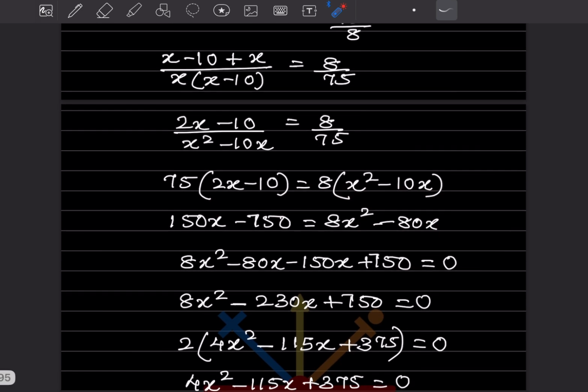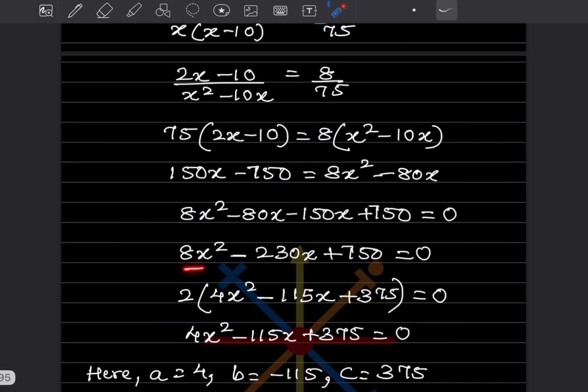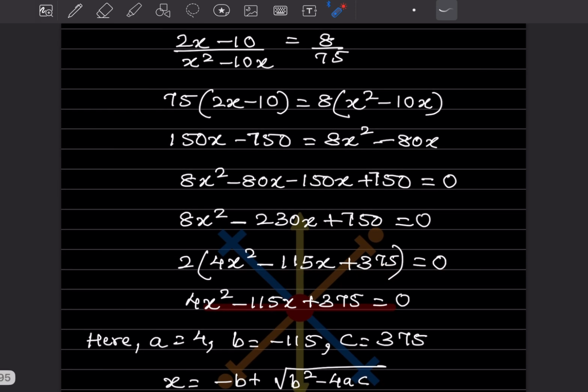Now the like terms: minus 150 minus 80 is going to be minus 230x, and 750 as it is, equal to 0. From this we can see that we can take 2 common. What remains in the bracket is equal to 0. Then the 2 goes to the other side, and 0 divided by 2 is going to be 0. So that 2 is gone.